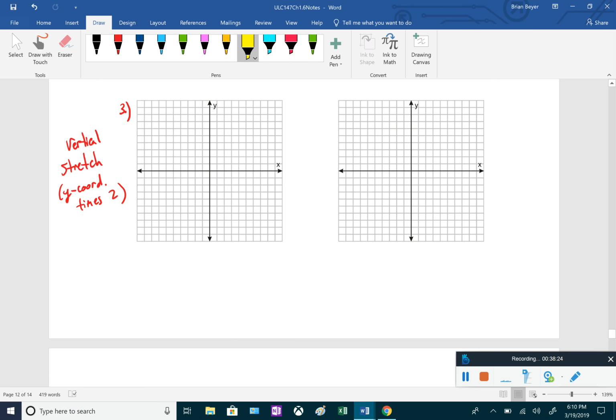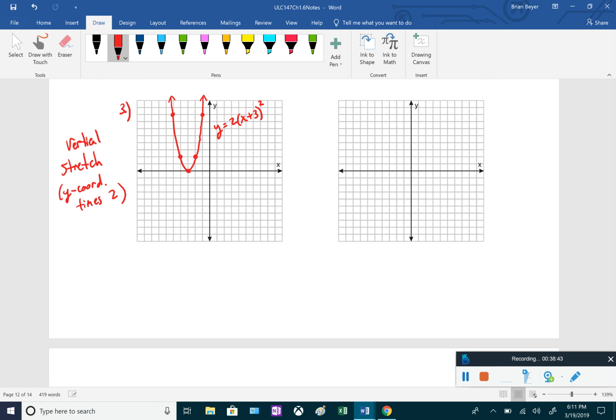Can't really fit it all on the same screen. So it's going to end up something like this. So those y coordinates got multiplied by 2, and we ended up with this.